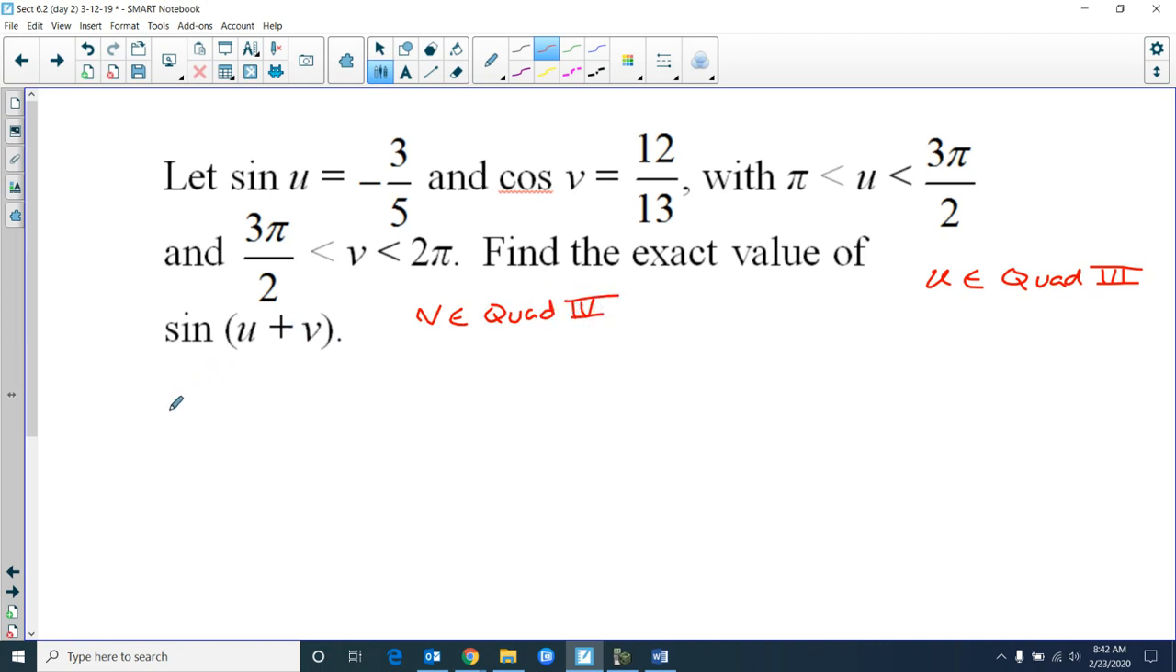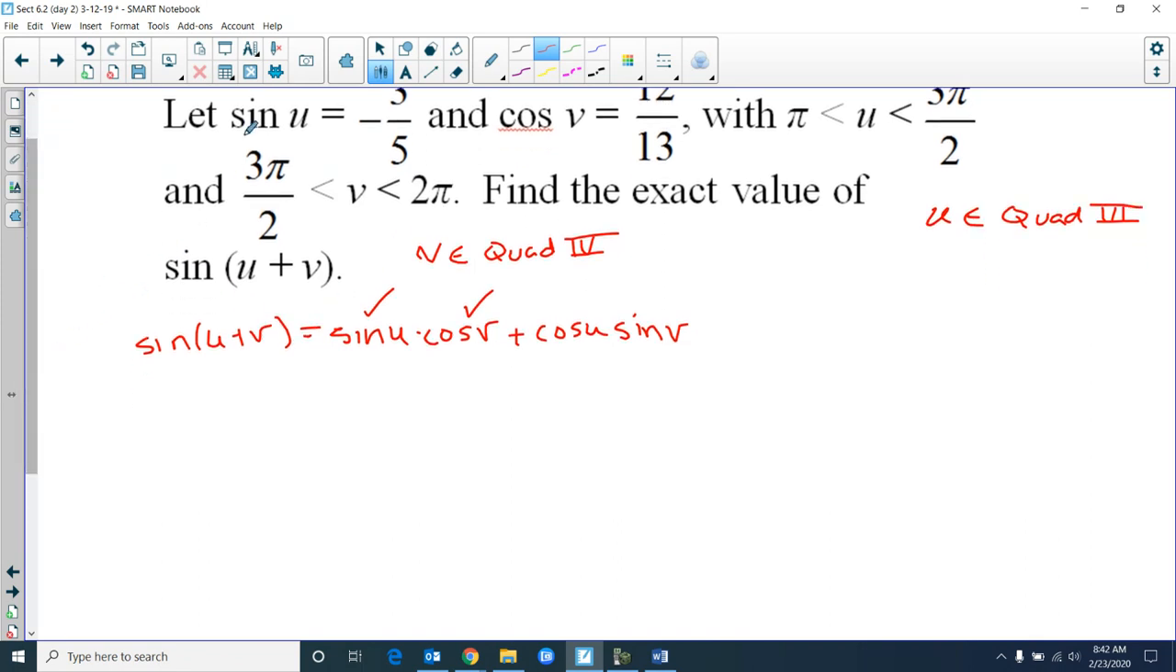We want to find sine of u plus v. If you look at your formula, that is going to be the sine of the first, sine of u, times the cosine of the second, cosine of v, plus cosine of the first, sine of the second. They just flip the order. Well, we know sine of u and cosine of v, but we do not know cosine of u or sine of v. We have to figure those out before we can go any further.